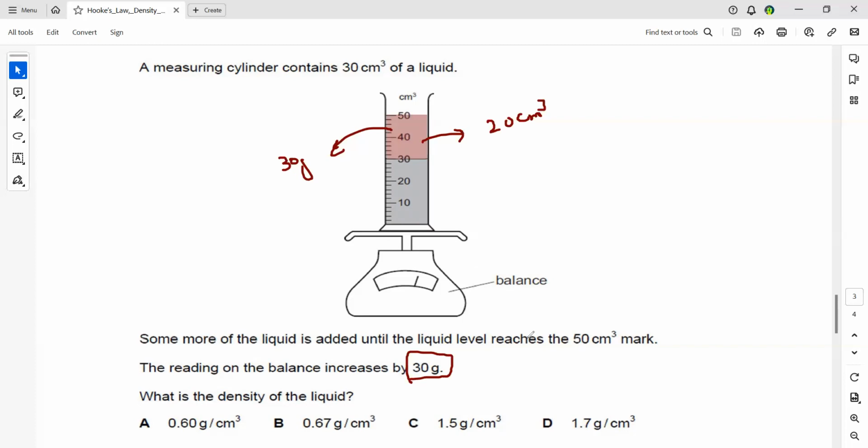If we need the density, density is mass divided by volume. So the increase in the mass is 30 and the volume is 20. So we'll get 1.5, which matches option C.